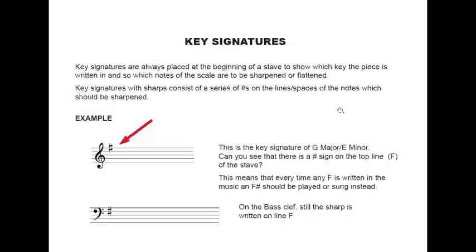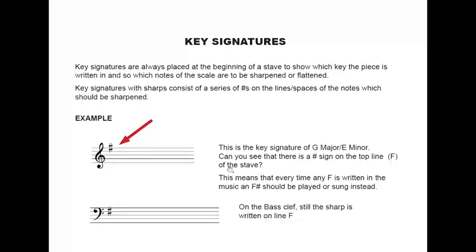Key signatures. Key signatures are always placed at the beginning of the stave to show which key the piece is written in, and so which notes of the scale are to be sharpened or flattened. Key signature with sharps consists of a series of sharps on the lines or spaces of the notes which should be sharpened. For example, this is a sharp on line F. This sharp indicates that the key signature is G major or A minor.